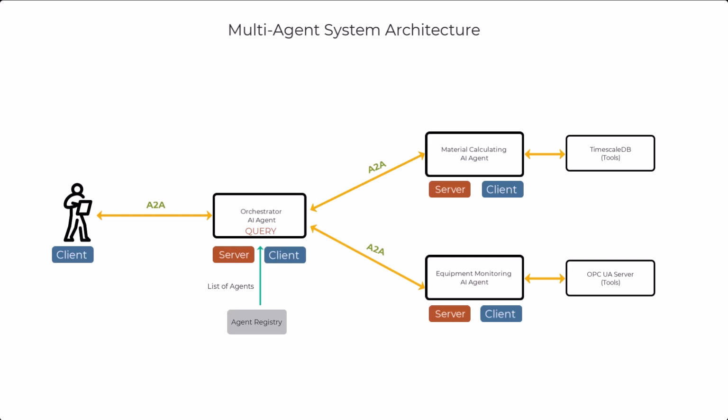Each of our AI agents exposes an A2A server endpoint, and so to talk to those agents, the orchestrator also runs its own A2A client connections. The equipment monitoring agent connects to an OPC UA server and retrieves real-time data, while the material calculating agent queries the database and calculates requirements. They respond to the orchestrator with structured data through A2A. The orchestrator combines these insights, applies business logic, and provides the final answer to the user.